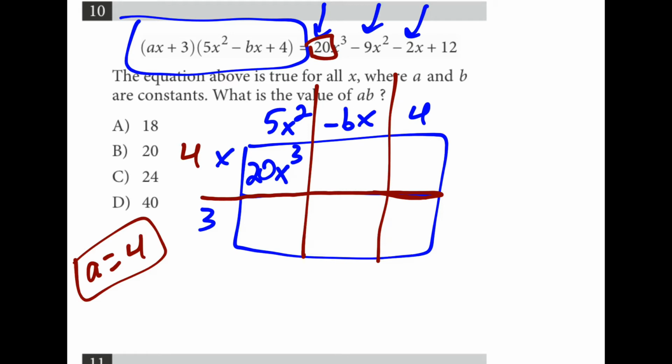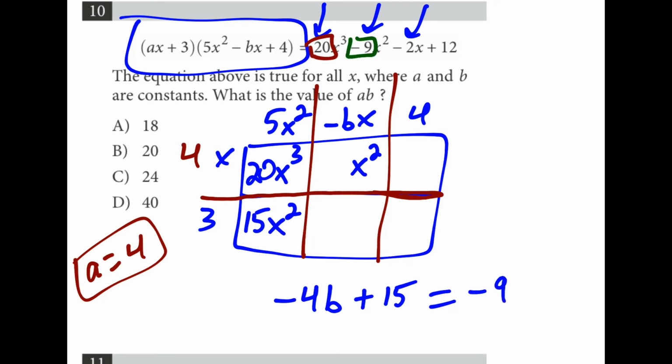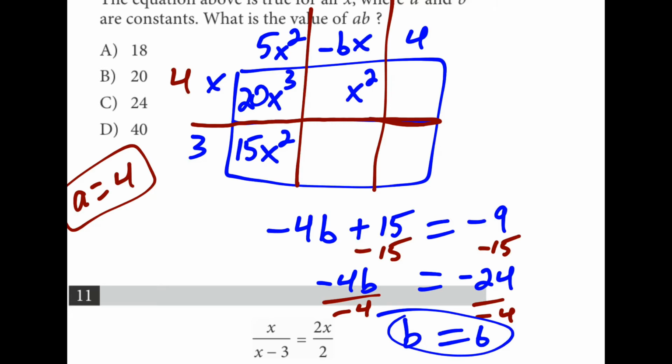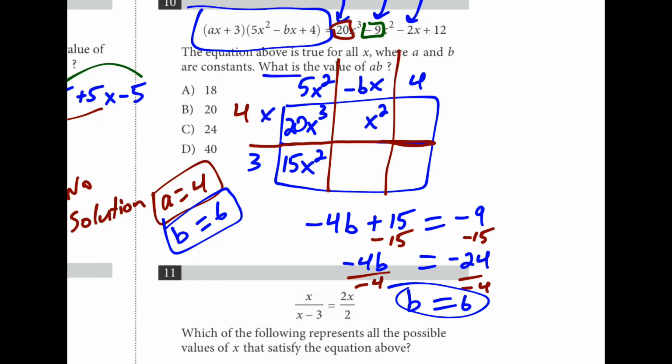And if I do the next one, 5x squared times 3 gives me 15x squared. And here I have 4x times a negative bx. So that's going to give me x squared. And what is 4 times a negative b? Well, if I take negative 4b, which is going to be the coefficient for x squared, and I add to that 15, that has to be equal to negative 9. So let's go ahead and subtract 15 from both sides, and then we can divide both sides by a negative 4. And we see that b is equal to 6. So if a is 4 and b is 6, the problem asks what is the value of a times b? 4 times 6 is 24. So it's C.